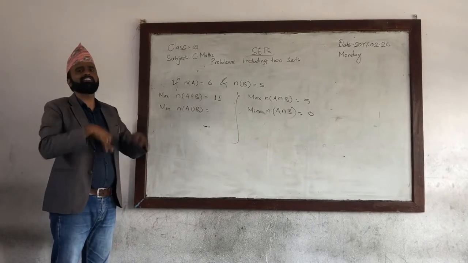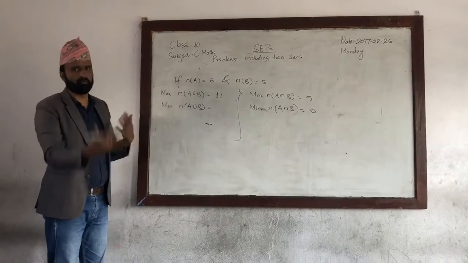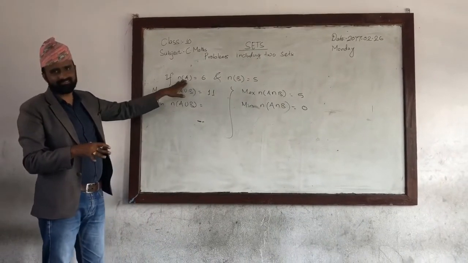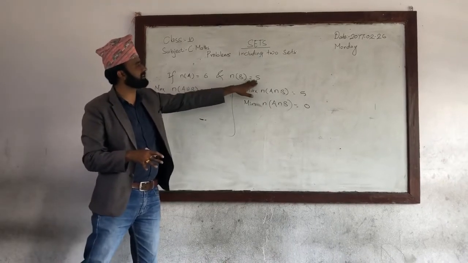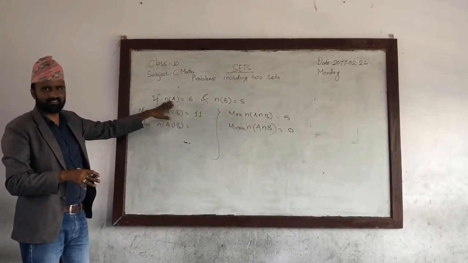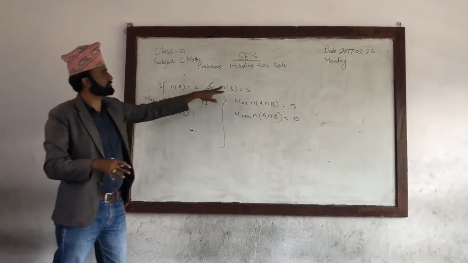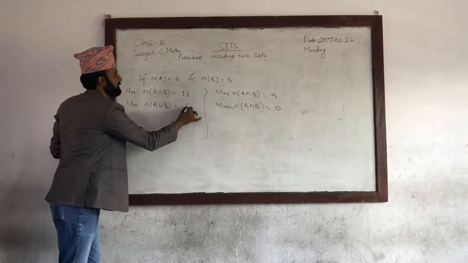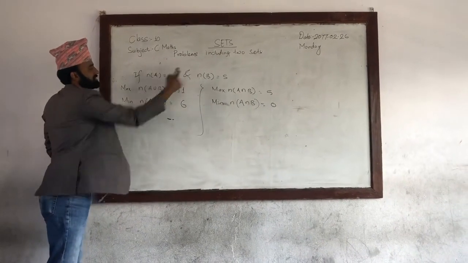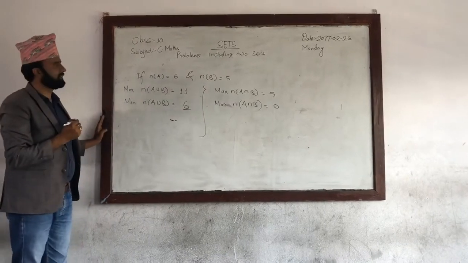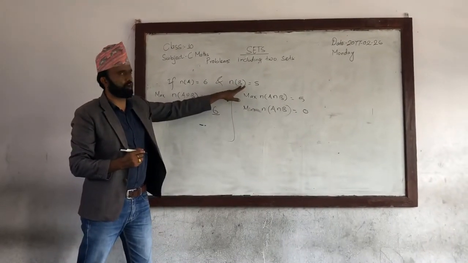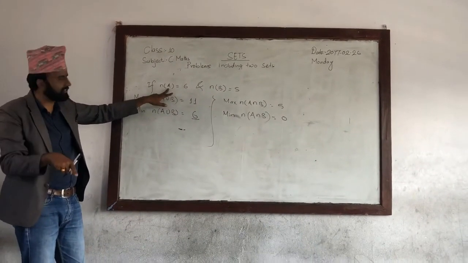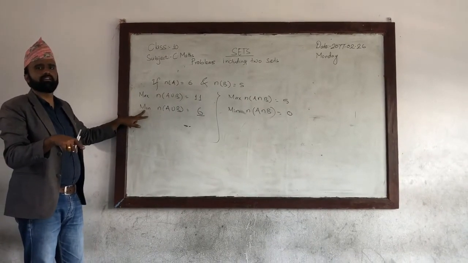And for the minimum, in what condition would that be minimum? If all elements of set B are contained in set A, all 5 elements are common, then 6 plus 5 minus 5 equals 6. The minimum A union B of these two sets is 6. It is possible if all elements of set B are common with set A.